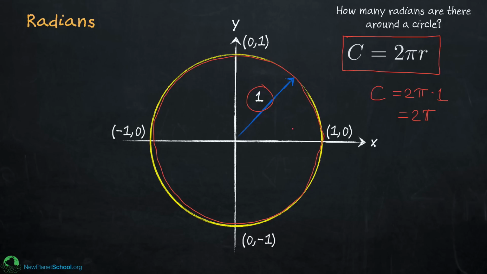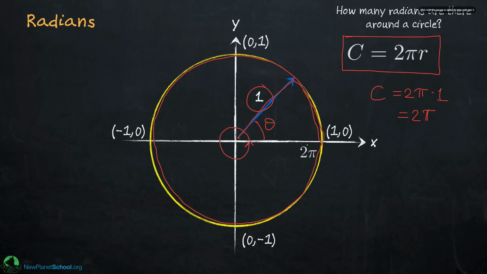If you remember the definition of the radian, it's when the arc length equals the radius, and that would be that many radians. So if the arc length is 2 pi as you go all the way around, then the angle as you go around is the same thing, and therefore that angle is 2 pi.